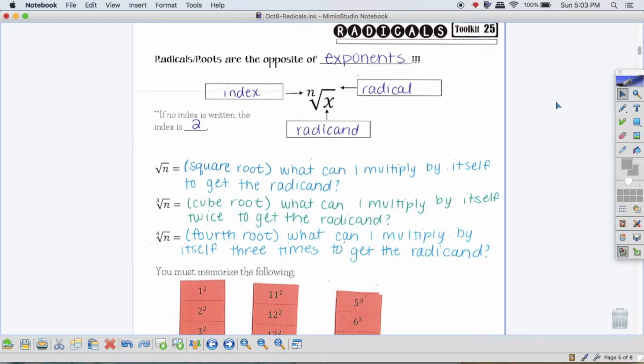Now, make sure you say these correctly. Notice we would never say 4 square root. It is the 4th root. It is not the square root. Or we would never say 3 square root instead of cube root. 3 square root is going to be a totally different thing. Okay, so make sure that you say this correctly. This is the cube root. This is the 4th root. We have the 5th root. The 5th root would mean what could I raise to the 5th power to get the radicand? The 6th root would mean what could I raise to the 6th power to get the radicand?